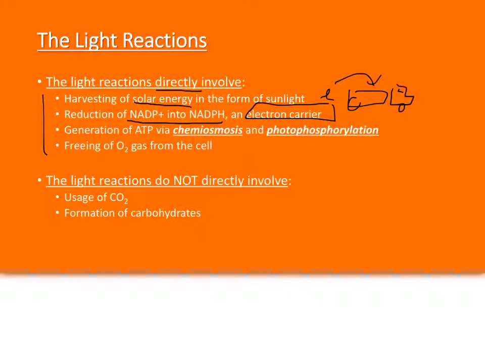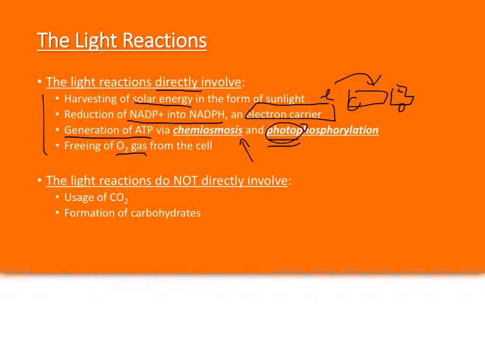The light reactions will also directly involve the generation of ATP via, check it out, chemiosmosis, the same kind of process as we saw in respiration, and then photophosphorylation. As you might guess, this is a phosphorylation that makes ATP using sunlight. And then the fourth thing that will happen during the light reactions is that we will release oxygen gas. It's really a waste product. Plants don't need this at all. It's just a byproduct that they get rid of, and then obviously it keeps us alive.